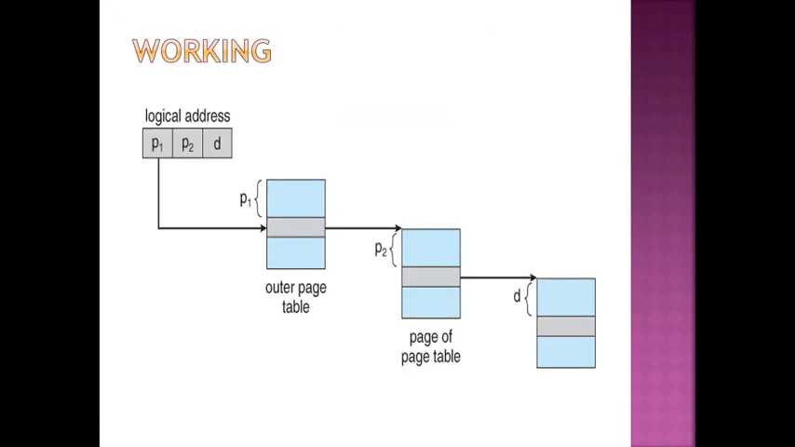As I've already told you, whatever logical address we spoke of has now been divided into three parts, not two parts, but three parts. We have page P1, we have page P2, and then we have the displacement. So when I reference page P1, or when I start looking for P1 in the outer page table, I'll be pointed to some value. Now for example, this P1 is pointing to this value.